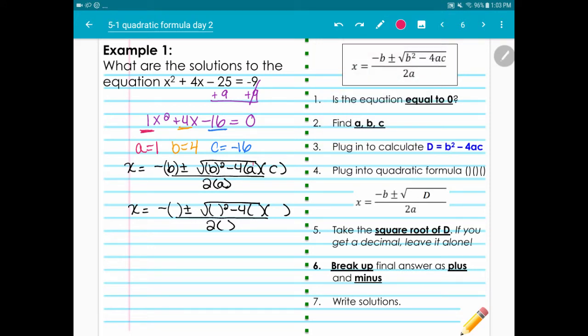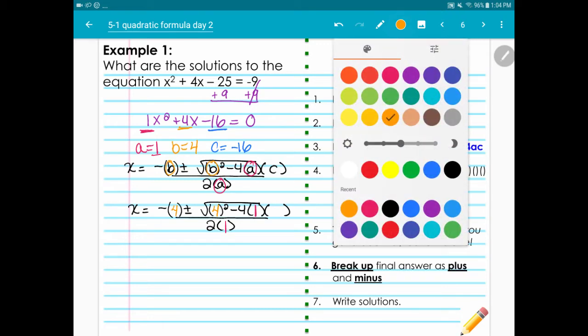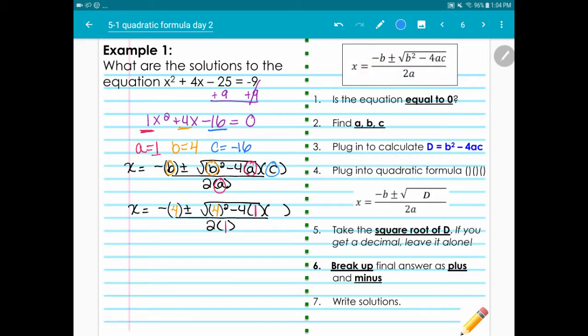Okay, wherever there was an A, which was here and here, I'm going to replace it with the number 1. B I'm going to replace here and here. So where those go, I'm going to put a number 4. And lastly, my C, there's only one of them. That's going to be our -16.